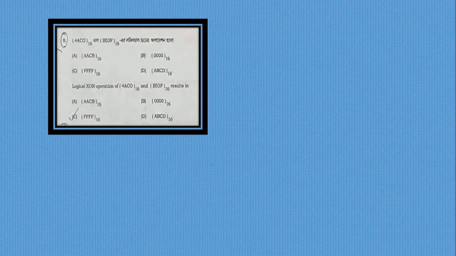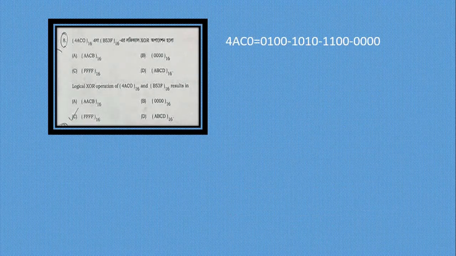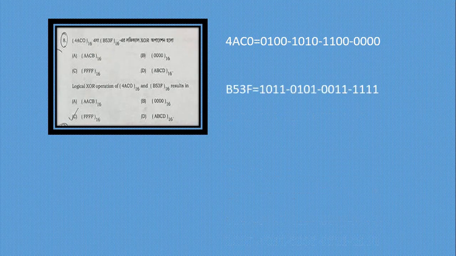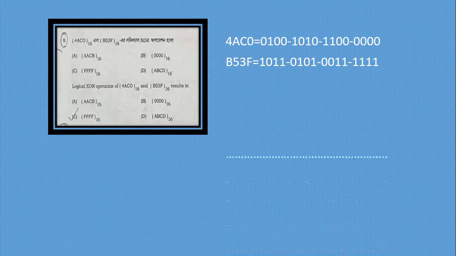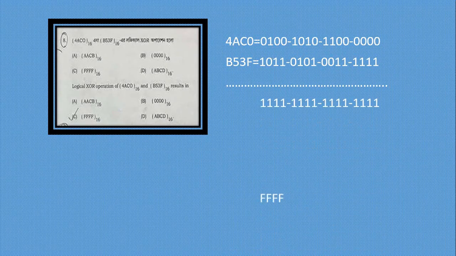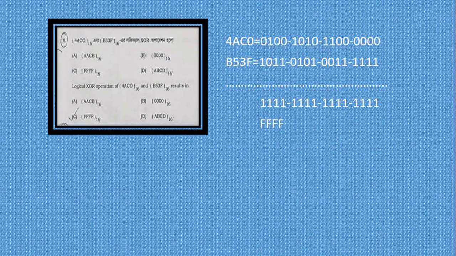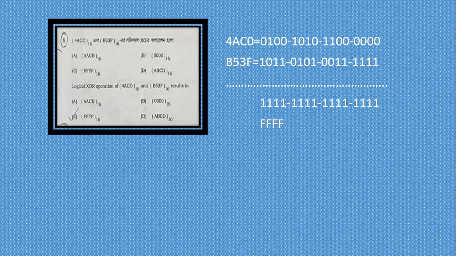Logical XOR operation of 4AC0 base 16 and B53F base 16. First we convert all hexadecimal numbers to their binary equivalent. Then we compute the XOR operation bit by bit. We get FFFF. So the right answer is option C.